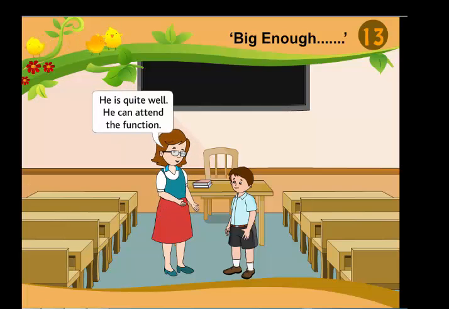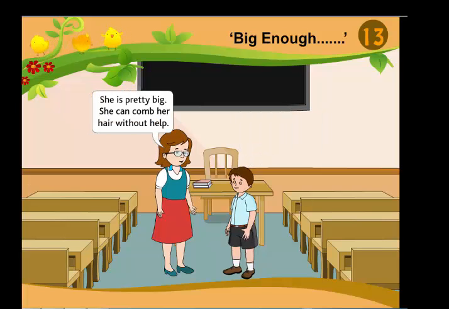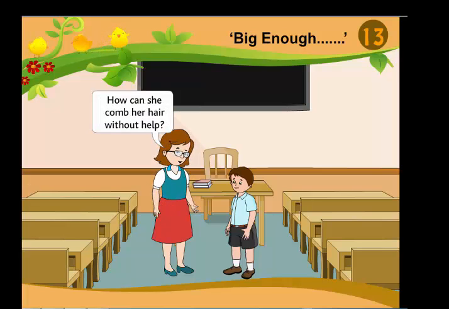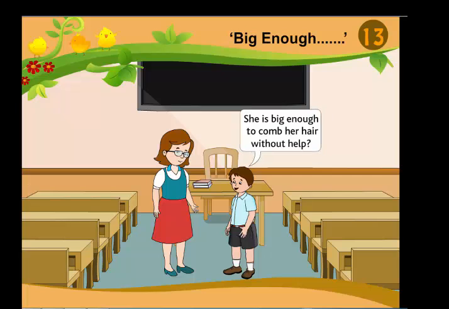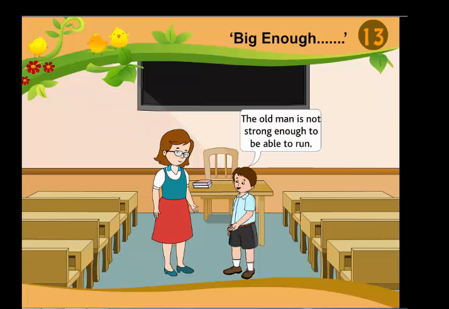He is quite well. He can attend the function. How can he attend the function? He is well enough to attend the function. She is pretty big. She can comb her hair without help. How can she comb her hair without help? She is big enough to comb her hair without help. Why can't the old man run? The old man is not strong enough to be able to run.